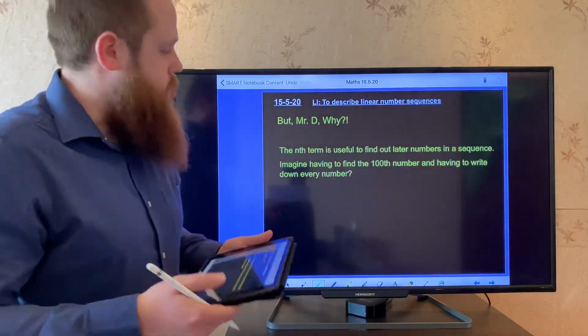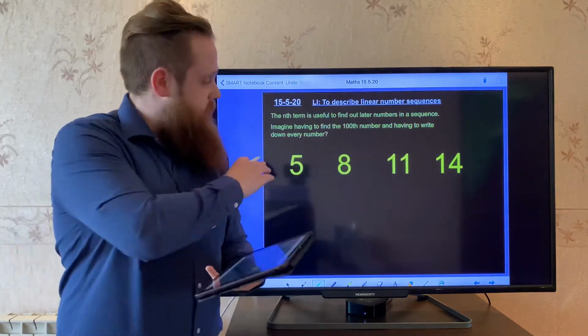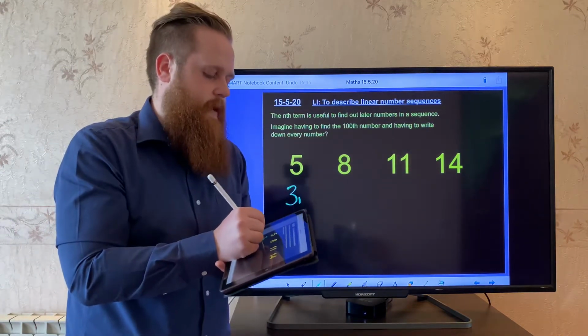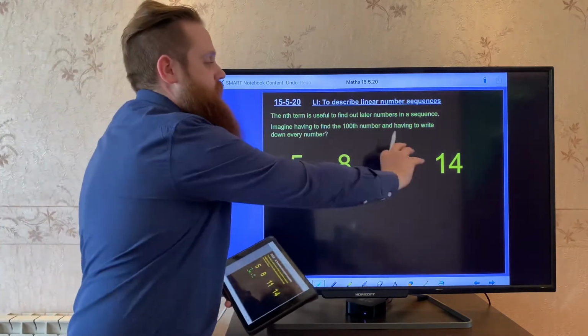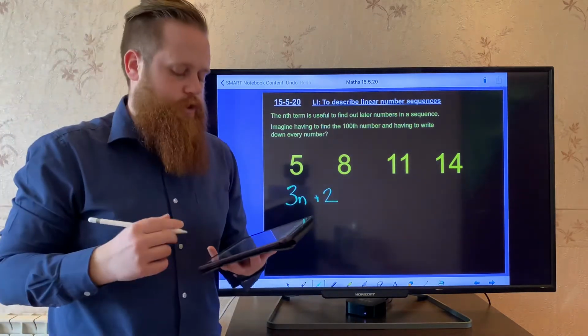For example, we've just worked out that this sequence is 3n plus 2. That's the nth term, that's the rule for this sequence: 3n plus 2.